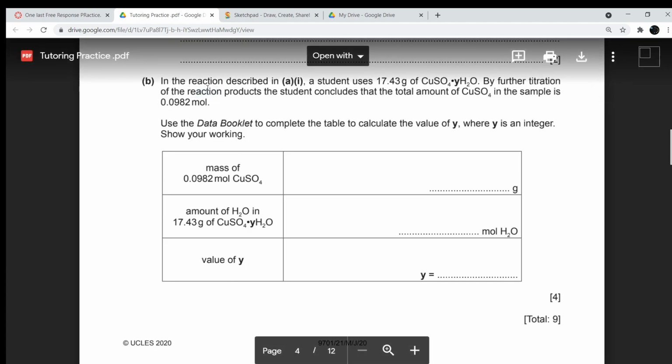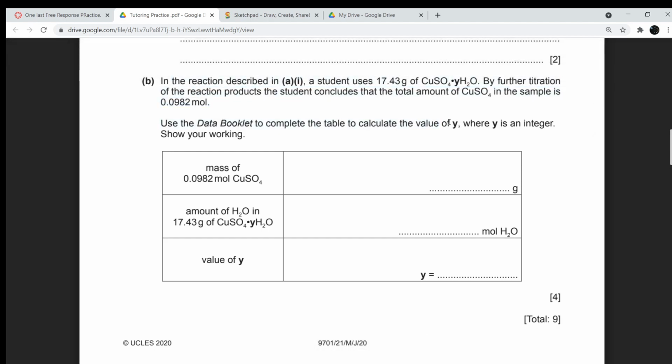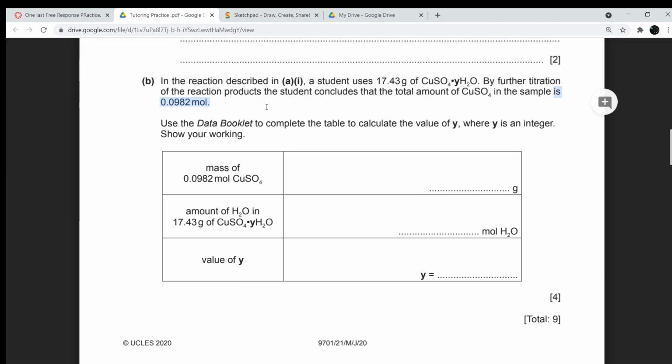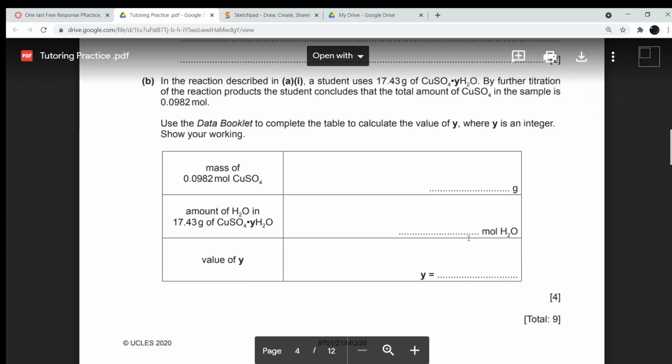Oh, man. Looking right away, I see some math here. It's okay, we got the math. It says that we use 17.43 grams of copper sulfate, CuSO4·yH2O. By further titration of the reaction products, the student concludes that the total amount of CuSO4 in the sample is 0.892 moles. All right, we know how many moles. Use the data booklet to calculate the value of y. It looks like we get 4 points for this one.